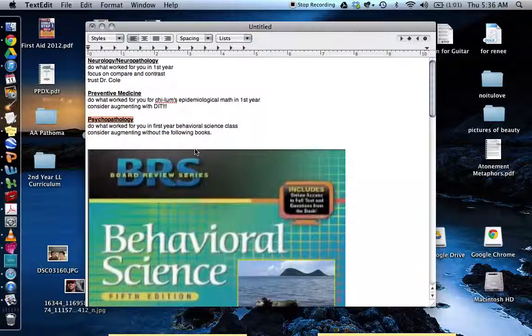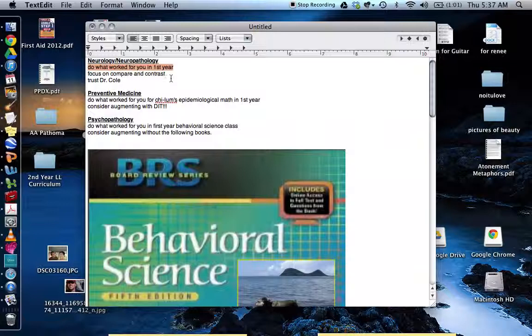What I have included here is just a couple ideas of some sources that you could augment with, and I will give a brief synopsis of what I thought was worthwhile in these courses. So start with neurology up here. Do what you did first year. If you didn't find something that worked first year, you might have to dig a little deeper for a plan.